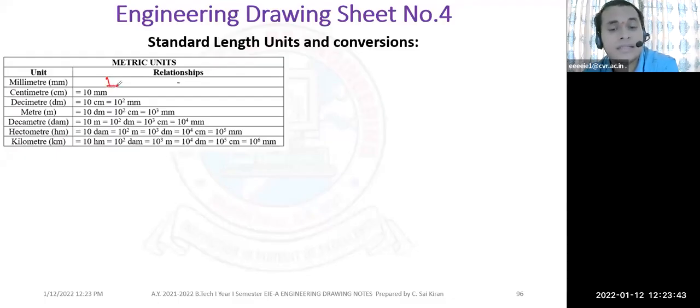Then 1 centimeter equals 10 mm, and 1 decimeter equals 10 square mm, and 1 decimeter equals 10 centimeters. Similarly, 1 meter equals 10 to the power of 3 mm, 10 square centimeters, and 10 dm. dm is nothing but decimeters. Every time you have to write in small letters, not capital letters.